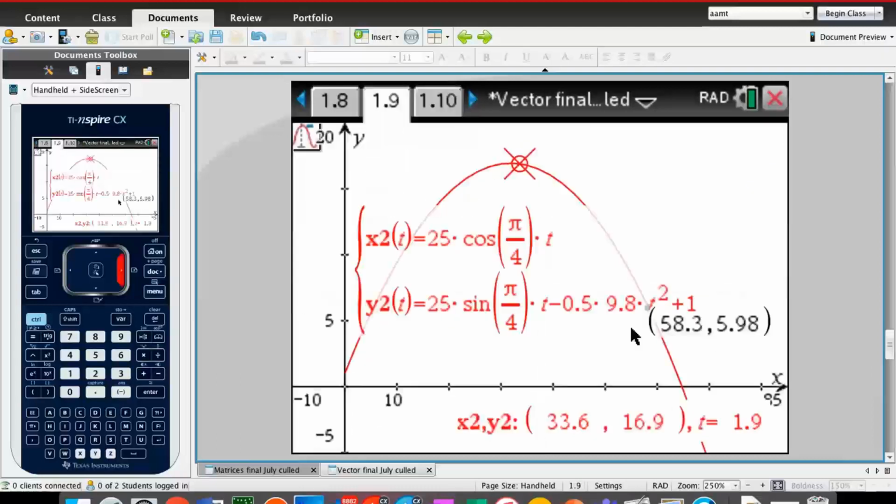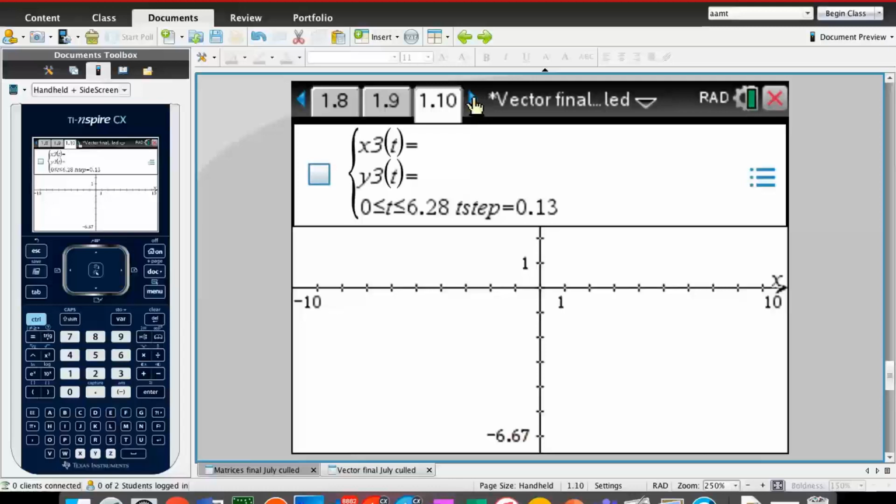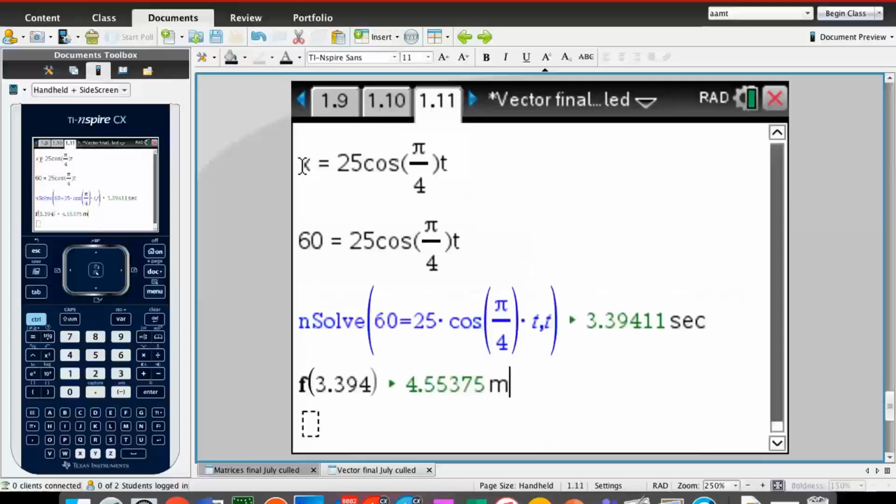at a distance of 60.1 metres, the height of the ball is 4.46 metres. So it has actually cleared the fence by 60 centimetres at a time of 3.4 seconds. So you can actually use all that information. So you'd have to show working and everything.